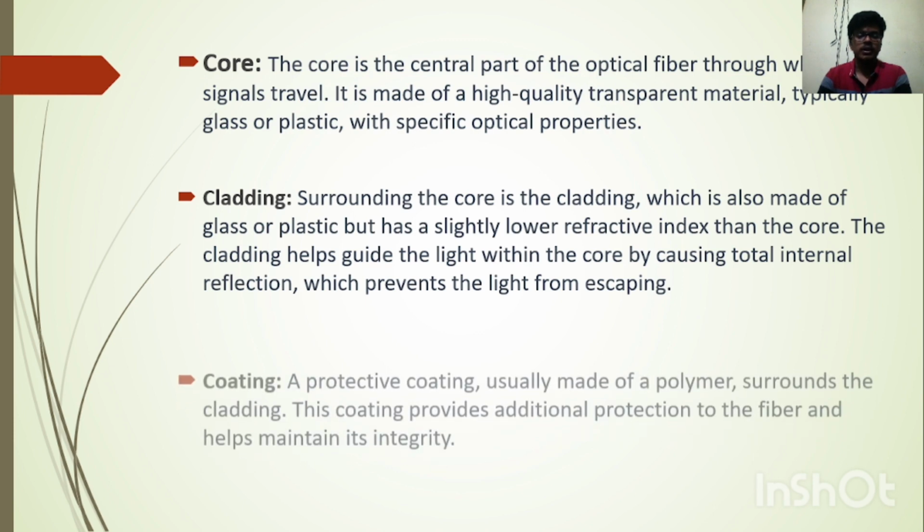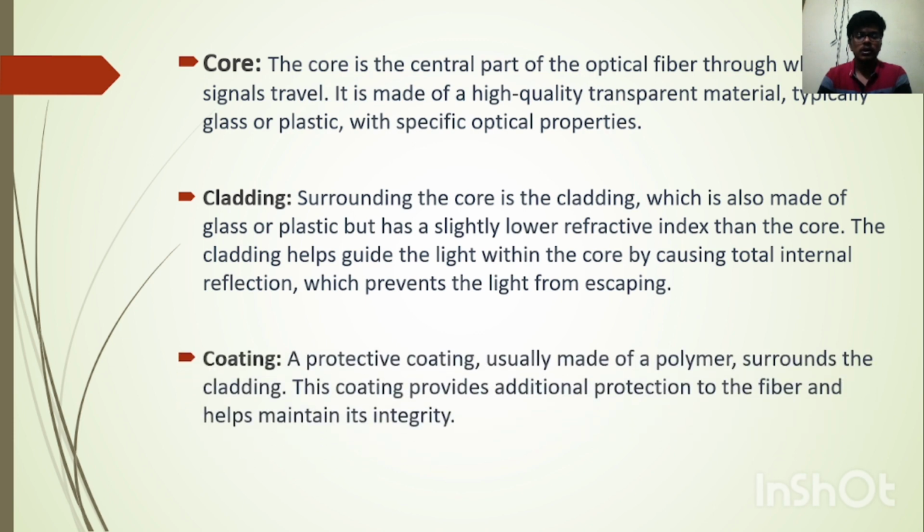Then comes the coating or sheath. A protective coating, usually made up of polymers, surrounds the cladding. This coating provides additional protection to the fiber and helps them to maintain their integrity.